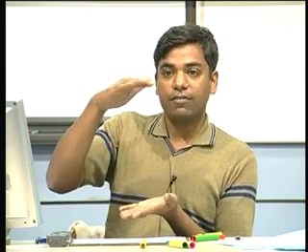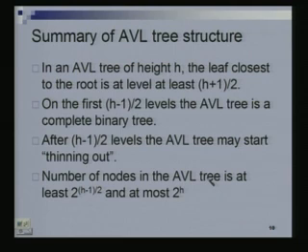But the fact that it is very dense for the first h by 2 levels means that it has a lot of nodes. It is a complete binary tree, so it has 2 to the h by 2 nodes straight away. And that means that the height cannot be too large. If I had n nodes, the height cannot be more than 2 log n. So once again, if the number of nodes in the AVL tree is n, then since it is a complete binary tree on (h minus 1) by 2 levels, it has at least 2 to the (h minus 1) by 2 nodes and at most 2 to the h nodes, because that is the height of the tree.